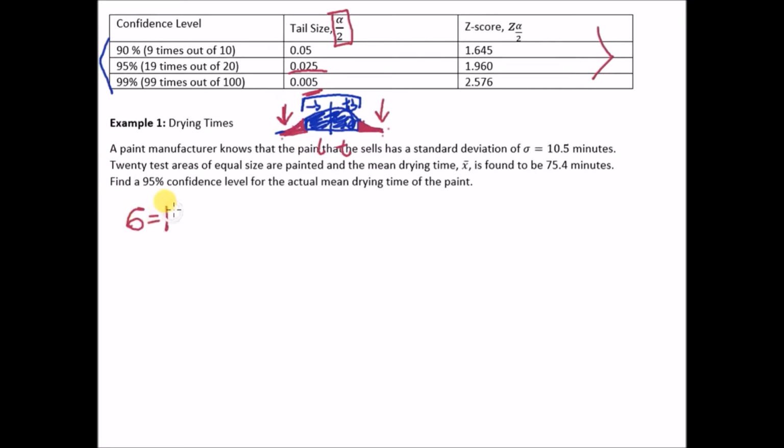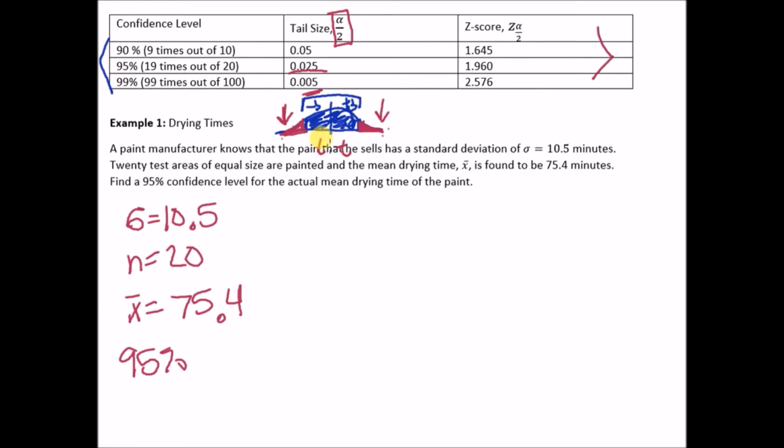Okay, sigma equals 10.5 minutes. Twenty test areas of equal size, so 20 test areas, that's the sample that we're taking, are painted, and the mean drying time, x bar, is found to be 75.4 minutes. Find a 95% confidence interval for the actual mean drying time of the paint.